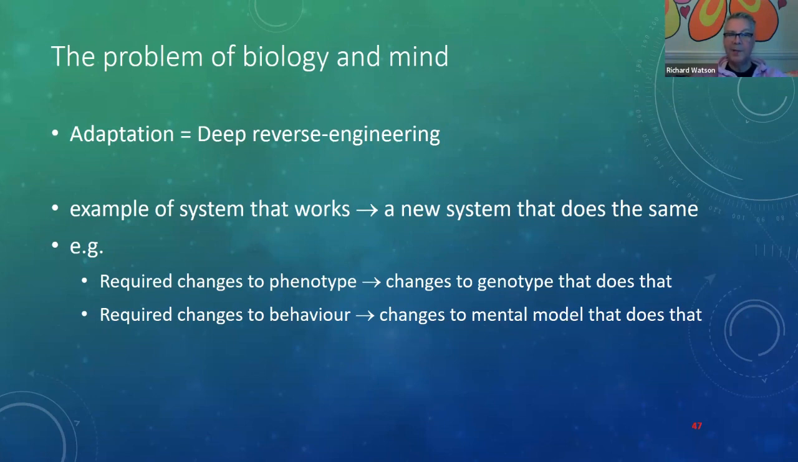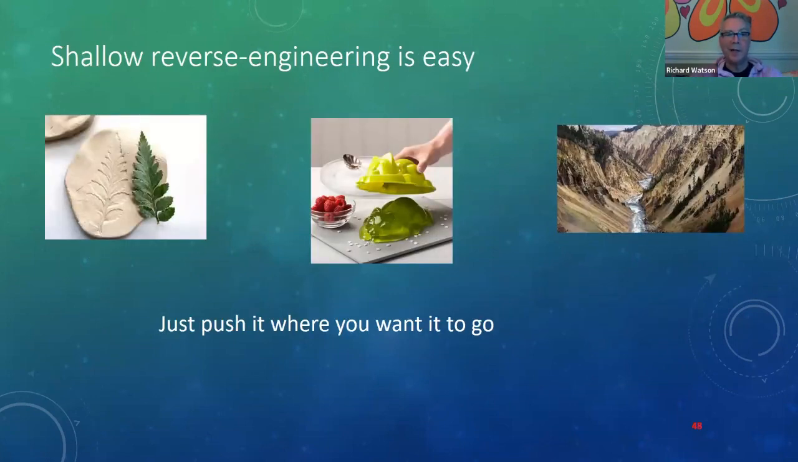Now, reverse engineering of that kind is easy when it's shallow. If I give you a leaf and I ask you, can you reverse engineer something that creates that just in terms of its two-dimensional physical structure, you can just push it into clay and then you can make prints of leaves from that cast all day long. Or likewise, you can pour jelly into a mold or run water down a mountainside and let the mountainside deform to the path of the river. In other words, shallow reverse engineering is easy. You just push it where you want it to go.